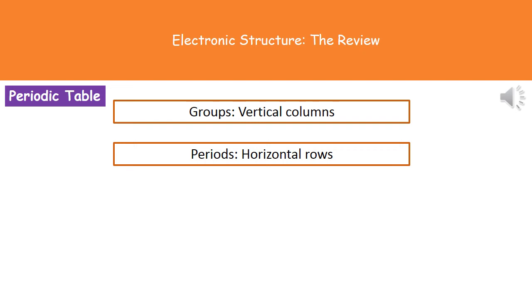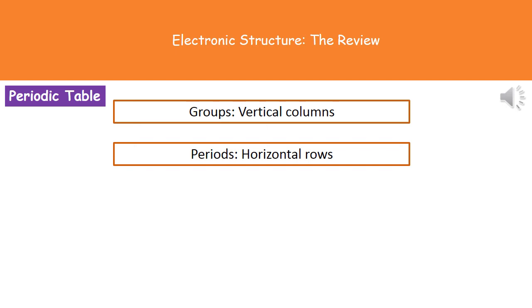The other aspect we have is the horizontal rows. Now the horizontal rows on our periodic table are referred to as periods, and again they just count up in numbers. So at the very top of your periodic table you've got hydrogen and helium, which make up period 1, then our second period, which starts off with lithium and goes all the way across, and so on.